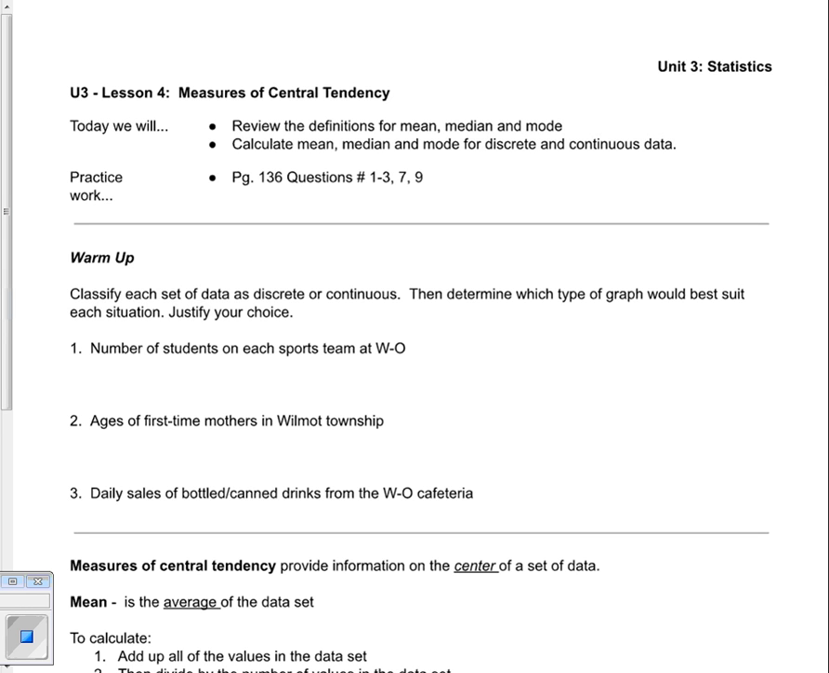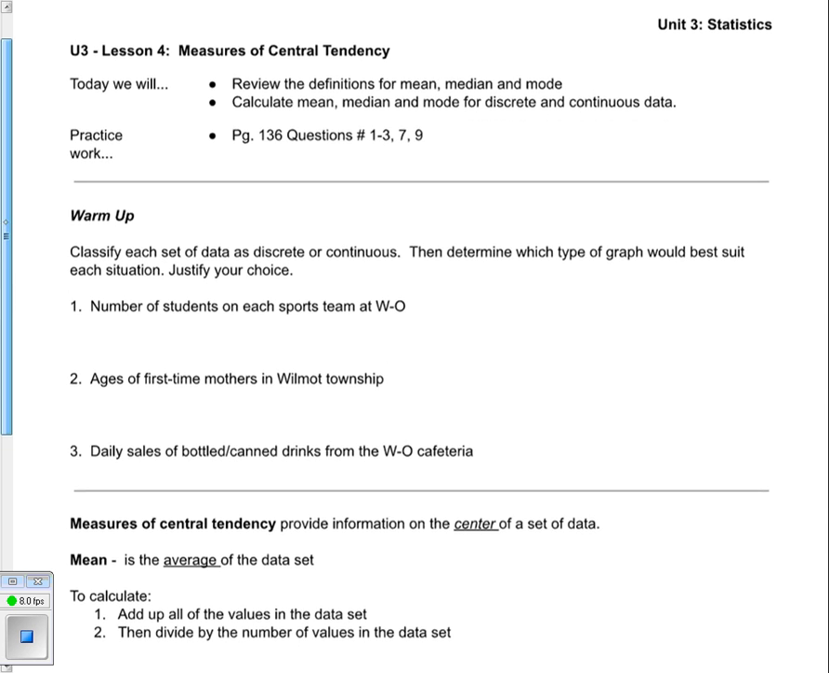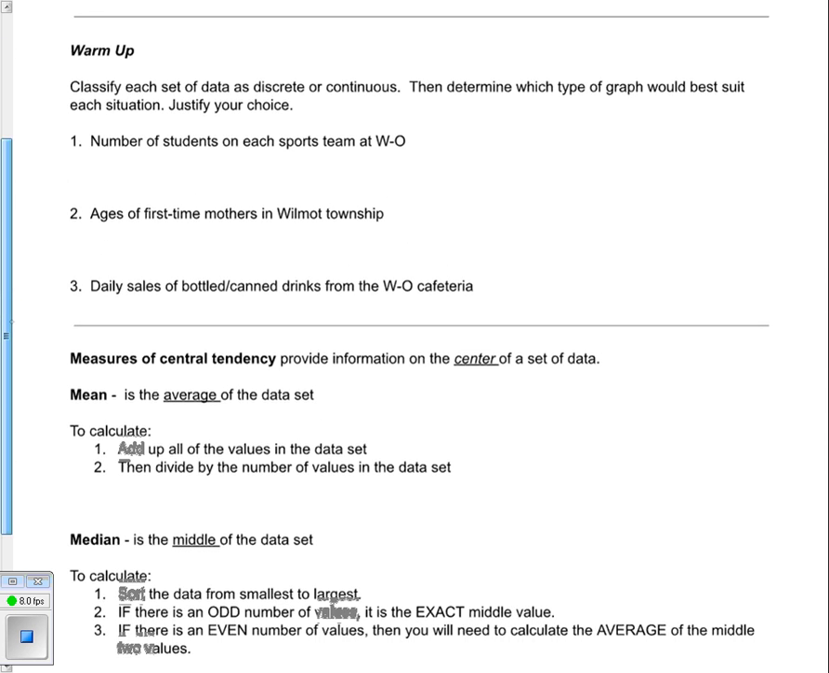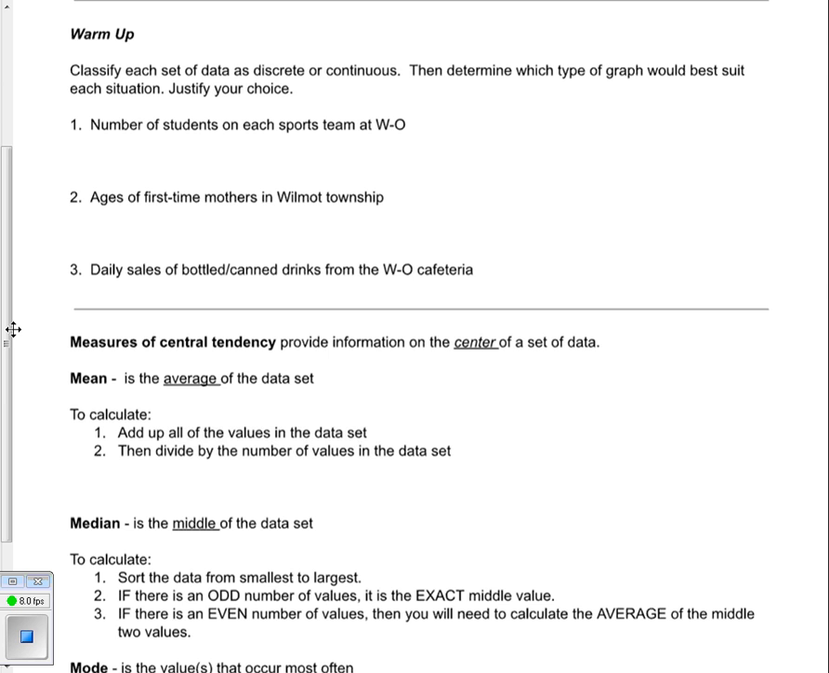We're going to look today at measures of central tendency. We're going to review the definitions of mean, median, and mode, and then we're going to calculate them. But just as a quick warm-up, because what we had done last day was look at different types of displaying data. So we want to figure out, well, what's the best way to display this particular type of data that we have here in our warm-up.